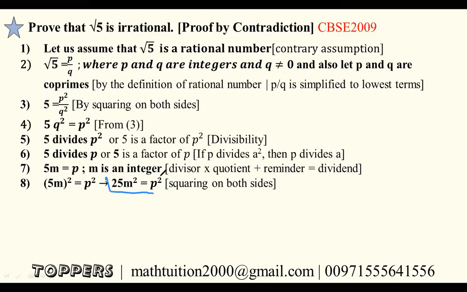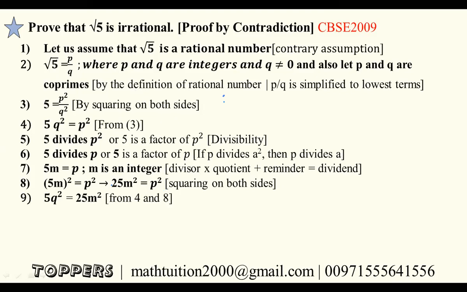25m square equal to p square. Correct? Here we have 5q square equal to p square. So we have the RHS equal. If the right hand sides are equal, the left hand sides are also equal. So we can say that 5q square equal to 25m square. Okay, so that is the next step. Next step, we are writing 5q square equal to 25m square.